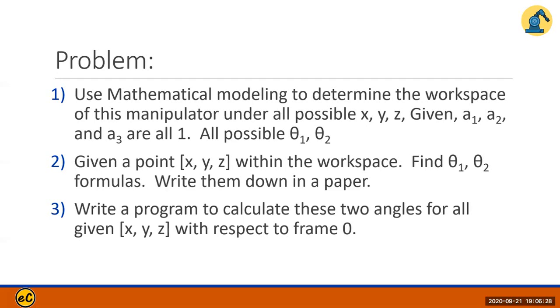Write this formula down, and also please take a picture of it or scan it into a JPEG file or PDF file and upload it as part of the homework. You can put those answers for the workspace, this picture, and also the Python program together in a directory and zip them together. Part 3, write a program to calculate these two angles for all given XYZ with respect to frame 0. That frame 0 you can assign by yourself.